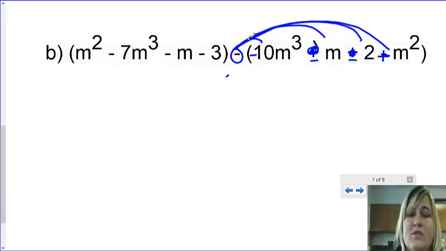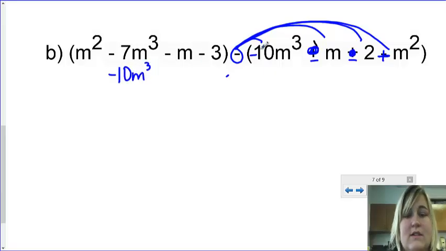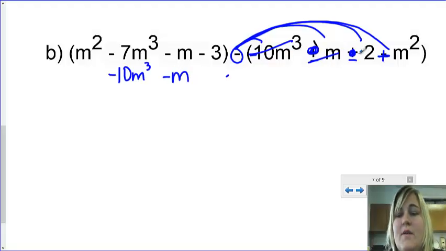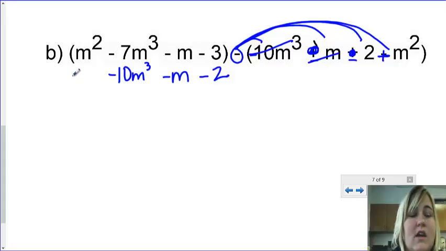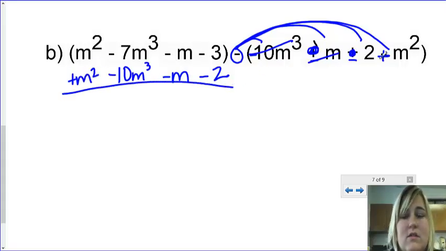Okay, so I have negative 10m to the third is like terms with negative 7m to the third, so I stack it under there. Negative m is going to go with negative m, like terms. Negative 2 is going to go with negative 3. And plus 2m squared is going to go with m squared. Underline all that.